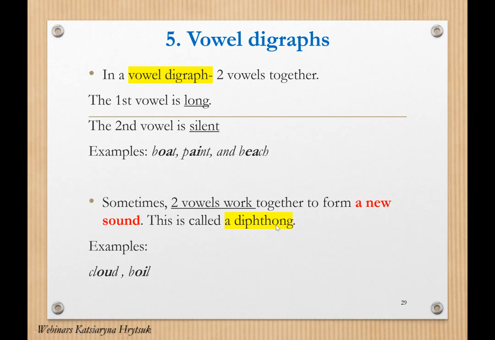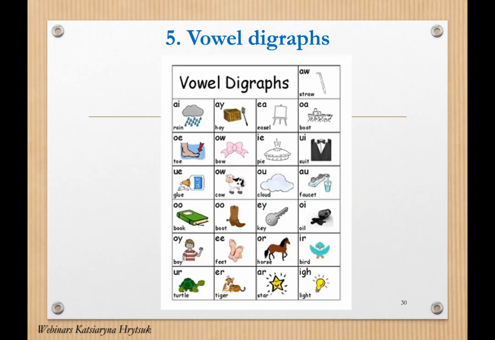Okay, but sometimes two vowels form a new sound. It's called a diphthong. Cloud, letter O and U, but these two letters make a new sound, ow. Cloud, boil. So it's called a diphthong. Vowel digraphs are here. This is the English vowel digraphs. You can see them. A, E, O, okay, O again, toe, and we don't read E.